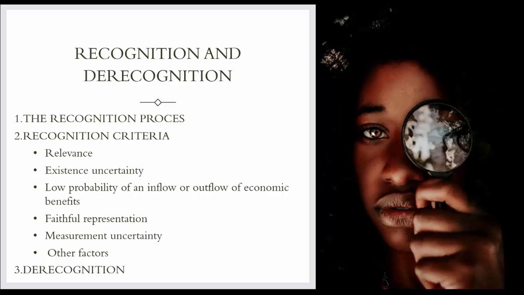Faithful representation. Ensuring that recognized items accurately reflect the economic phenomena they represent. Measurement uncertainty. Addressing issues related to the accuracy of the measurement of recognized items. Other factors. Considering additional elements that may affect recognition. 3. Derecognition. Understanding when and how to remove items from the financial statements.